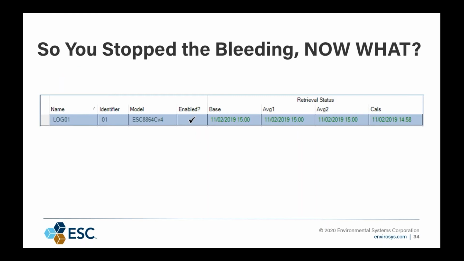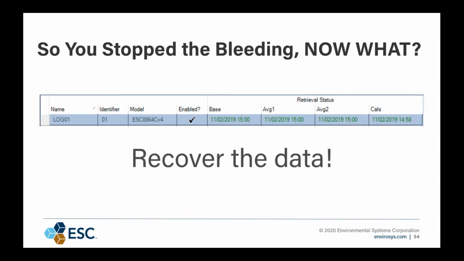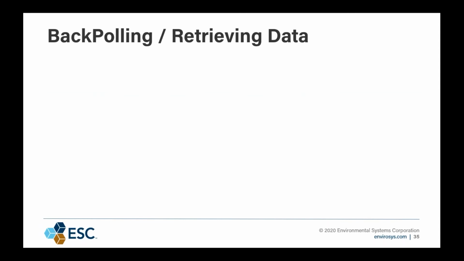So you got all your issues resolved. You see on your controller tools that your base is lit up in green, your average one is lit up in green. So now what? Another thing that we get calls in for is your average one being red. And just like I said at the beginning of the presentation, these get pulled in every 15 minutes, or 1 hour if it's the average two. So next step is to recover your data.